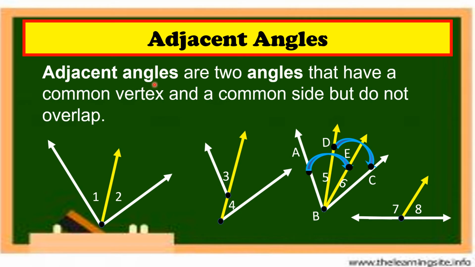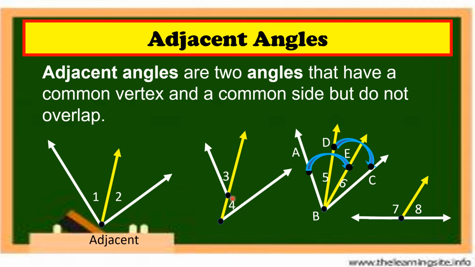Adjacent angles. Adjacent angles are two angles that have a common vertex and a common side but do not overlap. Look at angle 1 and angle 2. Angle 1 and angle 2 have a common vertex. We have a common side. Therefore, angle 1 and angle 2 are adjacent angles.